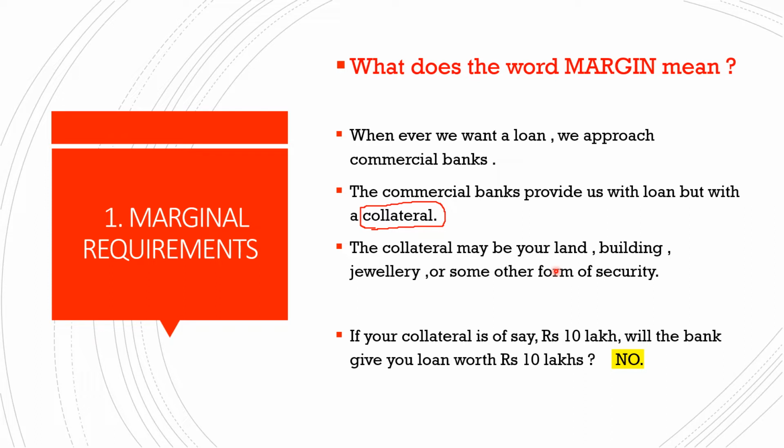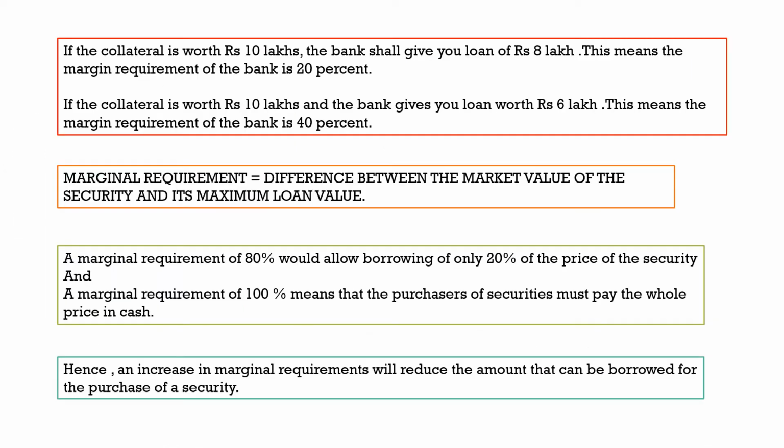Now comes the meaning of the word margin. See, if your collateral is of say 10 lakh, supposing you have a land whose market value is 10 lakh and you offer that land for collateral. Will the bank be providing you loan for 10 lakhs? No. There has to be a difference between the market value and the loan offered. So 10 lakh is the value of your land. Will the loan be offered for 10 lakh? Never. If the collateral is for say 10 lakh, the bank may give you the loan for 8 lakh in exchange for 10 lakhs land.